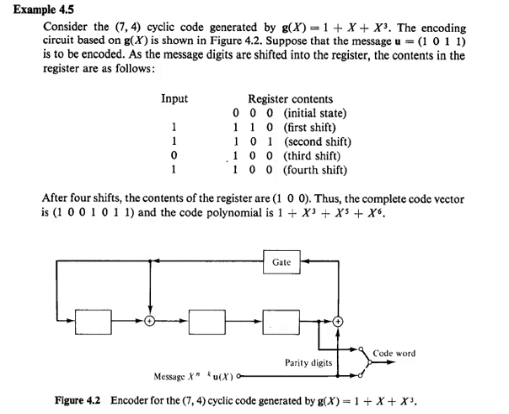In this video we can see one example for a cyclic encoder, how we can encode the message as well as how we can draw the cyclic encoder. So we have the question: consider the (7,4) cyclic code generated by g(x) = 1 + x^3. The encoding circuit based on g(x) is shown in figure 4.2. Suppose that the message u = 1011 is to be encoded.